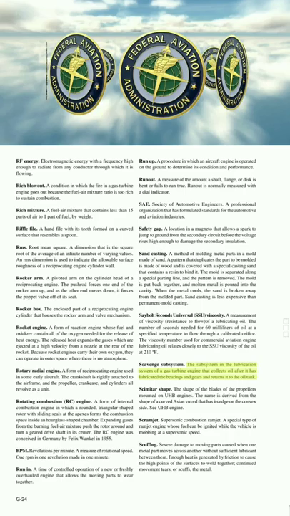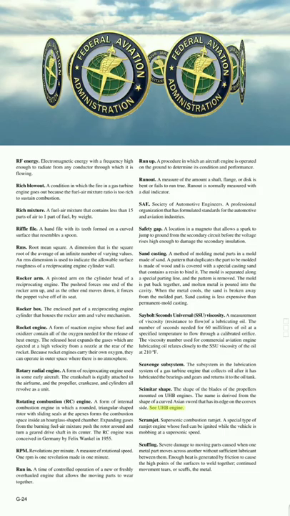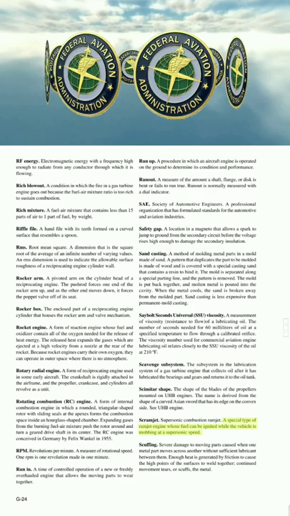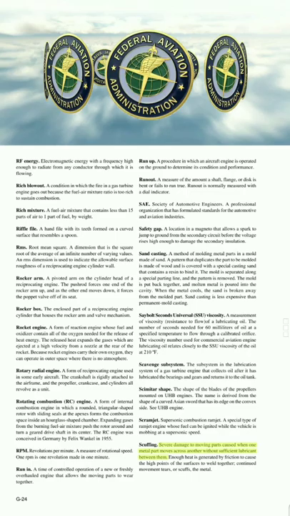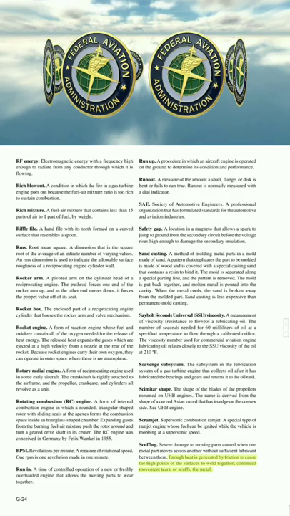Scimitar shape. The shape of the blades of the propellers mounted on UHB engines. The name is derived from the shape of a curved Asian sword that has its edge on the convex side. See UHB engine. Scramjet. Supersonic combustion ramjet. A special type of ramjet engine whose fuel can be ignited while the vehicle is moving at a supersonic speed. Scuffing. Severe damage to moving parts caused when one metal part moves across another without sufficient lubricant between them. Enough heat is generated by friction to cause the high points of the surfaces to weld together. Continued movement tears, or scuffs, the metal.